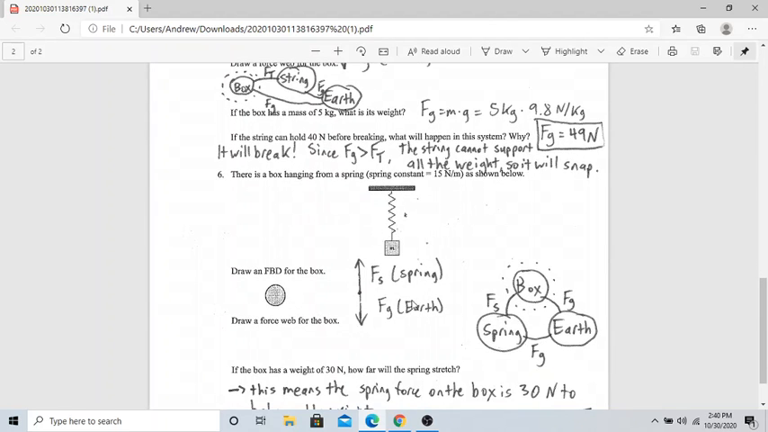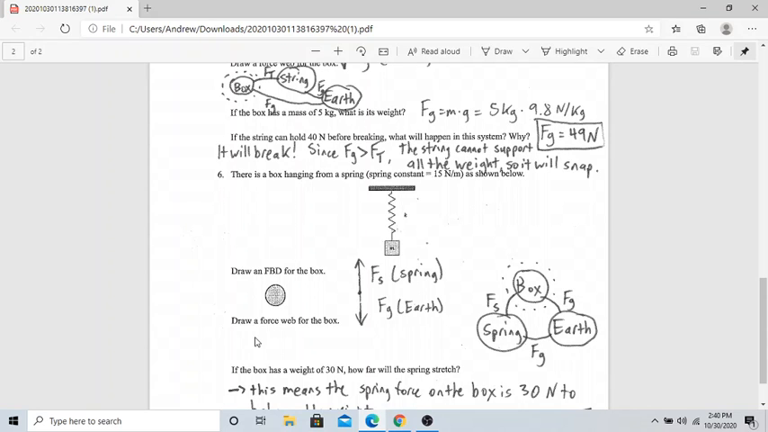There's still going to be a force of gravity trying to pull the box down. And in this case, you're going to have a spring force trying to pull the box back up so the spring can go back to the way it was. All right, so you have an up vector and a down vector to represent an up force and a down force. Next, I asked you to draw a force web for the box.